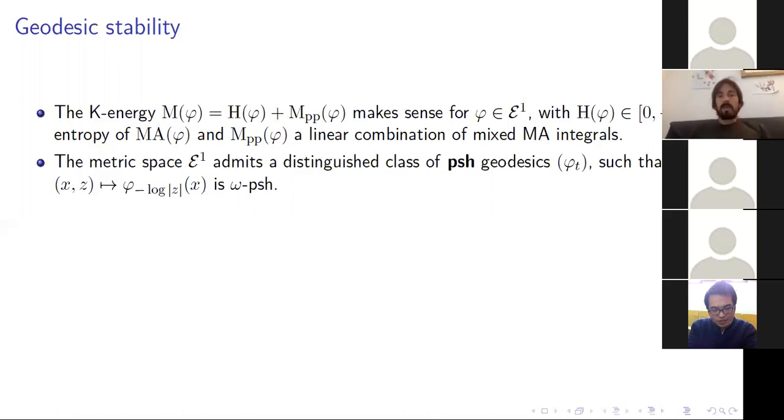And if you impose this pluripotential harmonicity, then you get uniqueness. For example, there is a notion of PSH path as well, and there is a unique PSH geodesic segment joining any two points in E1. So uniqueness is granted by the pluripotential harmonicity condition. And geodesic rays as well can be singled out using this PSH condition.